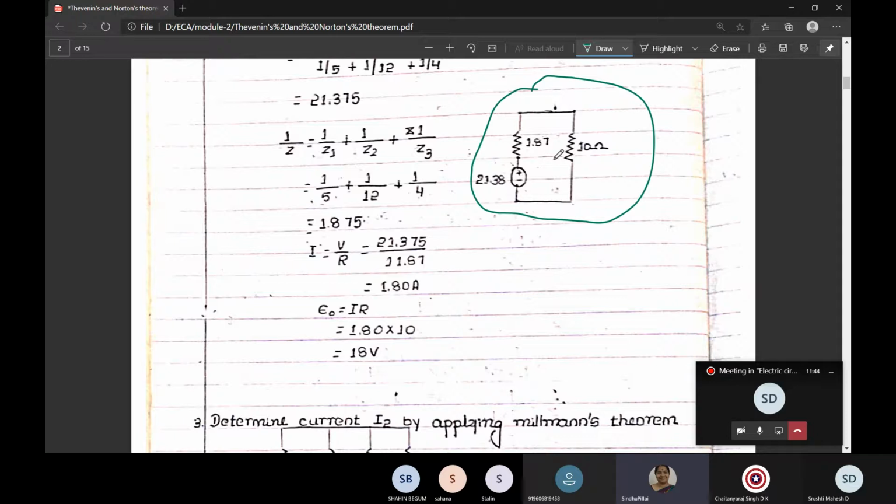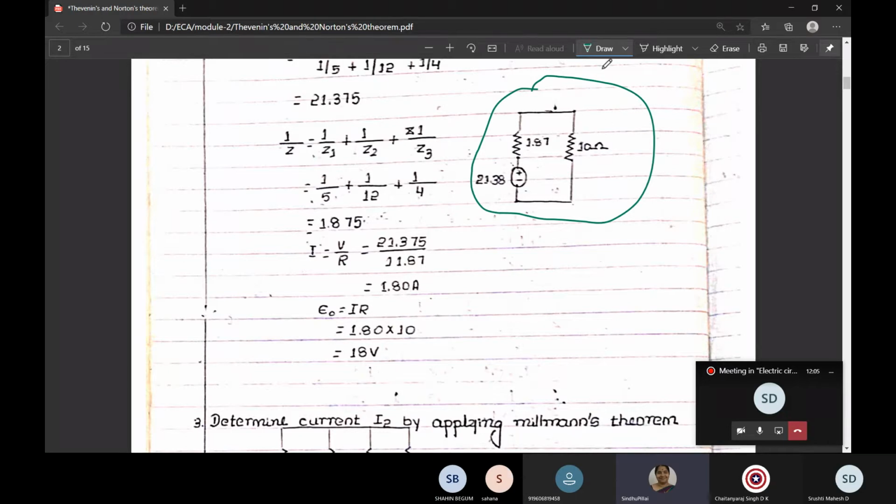And we have to find the current in the 10 ohm resistor. How to find the current? Just find the loop current here. For the main current, I is equal to V by R. V is 21.37 divided by the total resistance, 10 plus 1.875, which is 11.87, and you will get I.